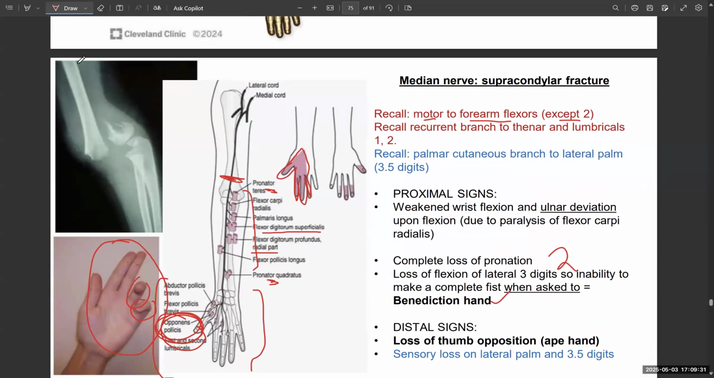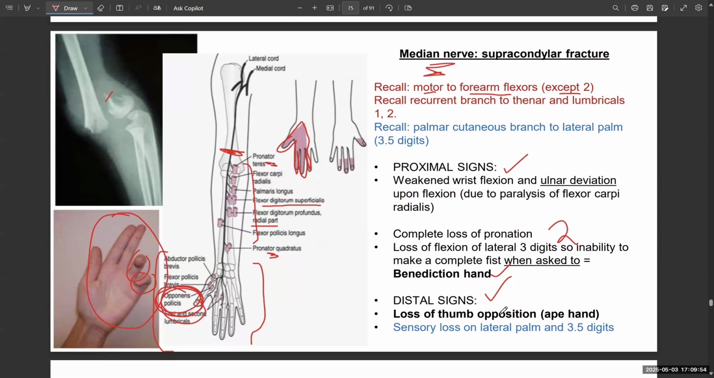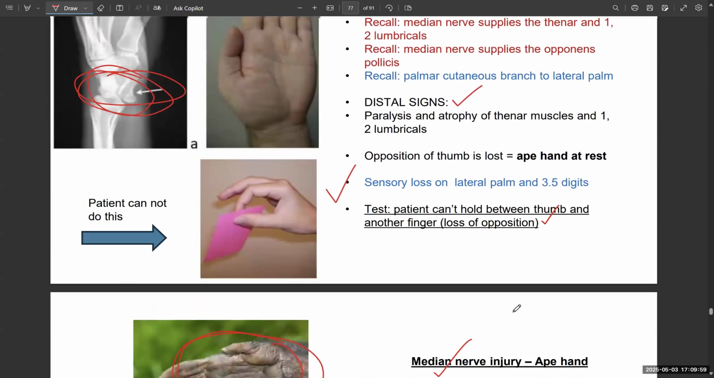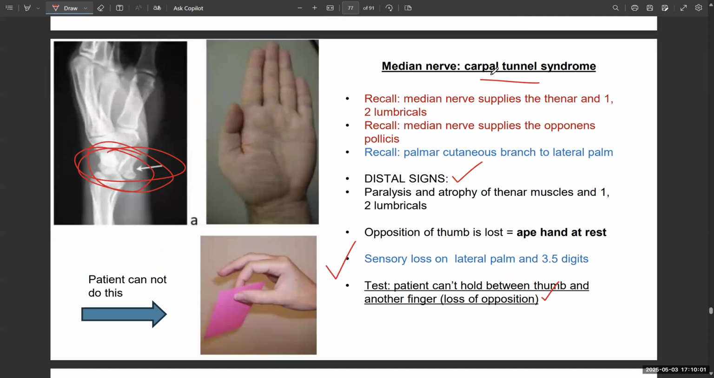Then you have the median nerve. You break the humerus at the level of the supracondyle, so basically above the condyles, and you're going to get a median nerve injury. You're going to have proximal signs and distal signs. Proximal signs because the median nerve supplies the flexors, so you're going to have weakened flexion of the wrist and also loss of pronation and benediction hands. Distal signs, loss of opposition. So you're going to get ape hand, especially with carpal tunnel syndrome.